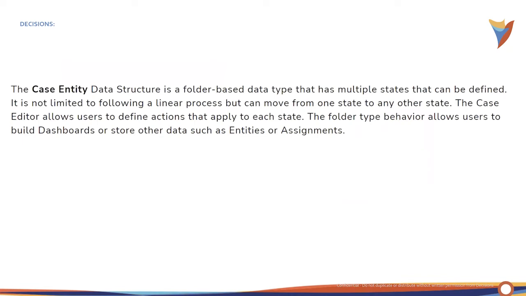Before we get started, a quick definition: a case entity data structure is a folder-based data type that has multiple states that can be defined. The states are not limited to following a linear process from start to end. The states and the process can move from one to the other in any direction. And that's when case entities play a very important role, in use cases where we might have back and forth between the entity states.